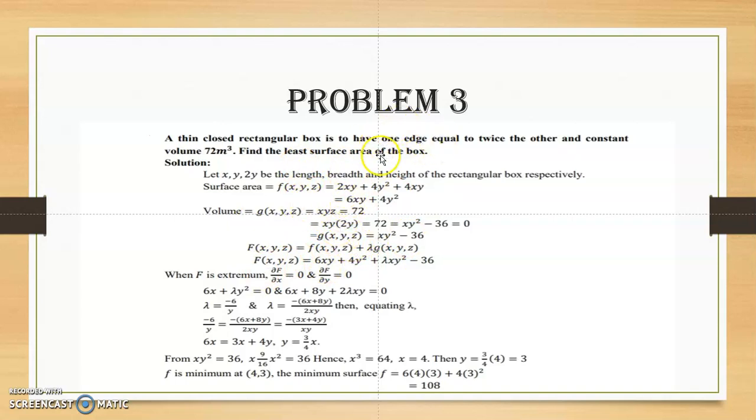So here, what is the given? One edge is equal to twice the other. Therefore, you have to consider x as the length, y as the breadth, and twice the other edge, so consider it as 2y, be the height of the rectangular box.